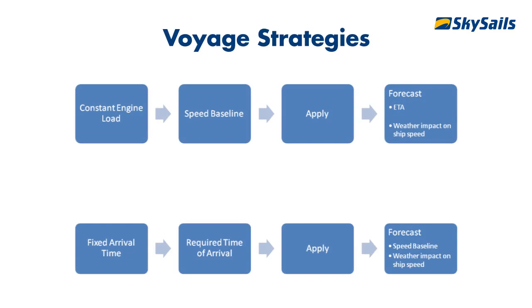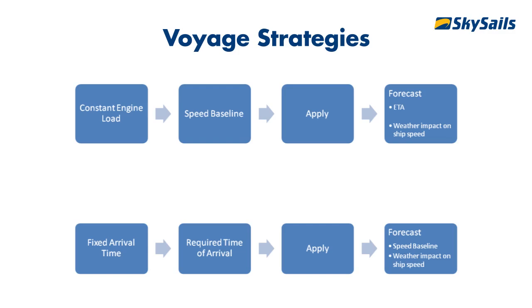To sail with a constant engine load, please enter the speed baseline. The Report Manager uses the term speed baseline to describe the engine load in calm sea. Speed baseline is the ship's speed over ground at constant engine load in calm sea. Confirm your choice with Apply. The program will calculate a forecast for your arrival time for the given speed baseline. The program will also calculate the weather impact on the ship's speed and display it in a diagram.